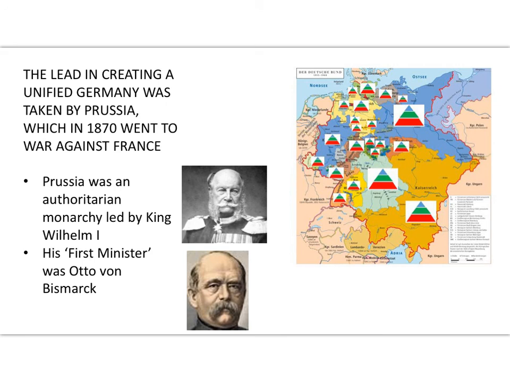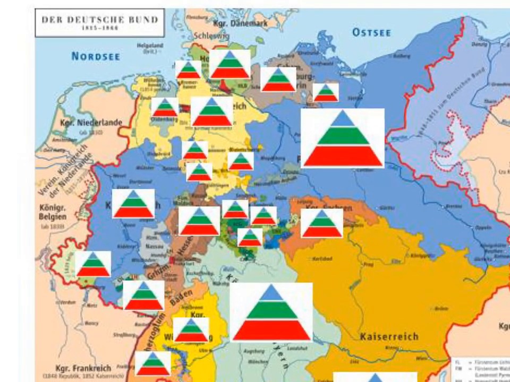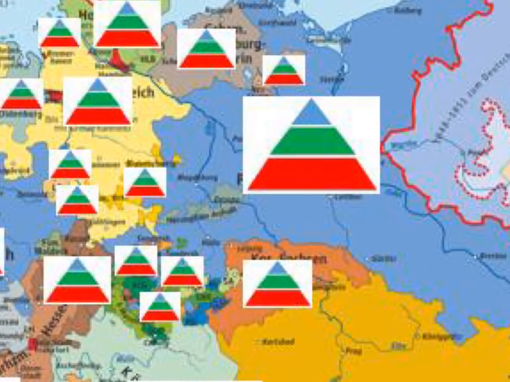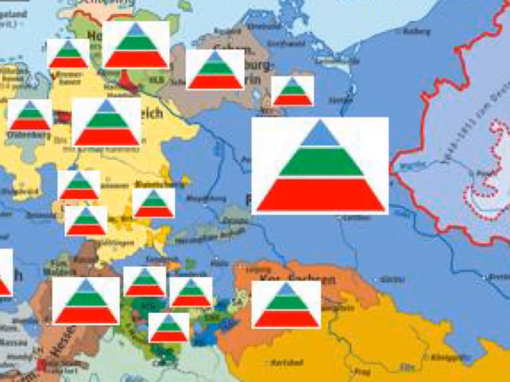So our final slide. The lead in creating this united Germany was taken by Prussia. So there's Prussia, our largest pyramid. And the lead in creating a united Germany and pulling all of those states together was taken by the rulers of Prussia.